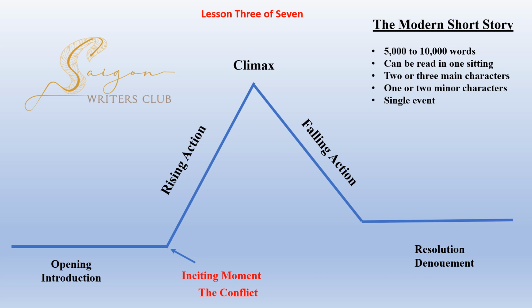And if you've already watched the first two lessons, you'll know that I'm in the process of describing how the modern short story is created. And this here is lesson 3 of 7. Lesson 1 introduced the whole idea. Lesson 2 was the opening introduction area, and lesson 3, this one, is about the inciting moment, the conflict, kind of what the story is all about.